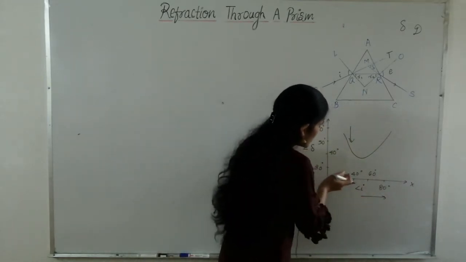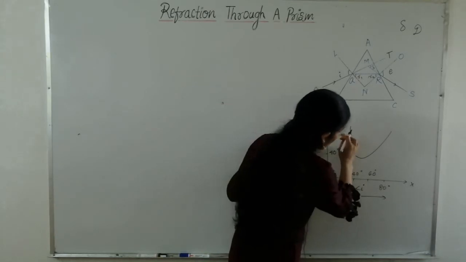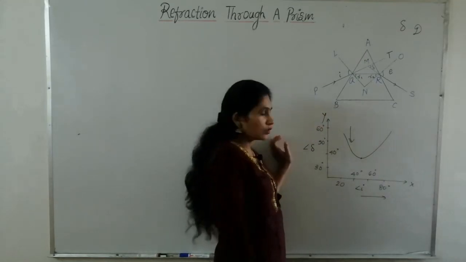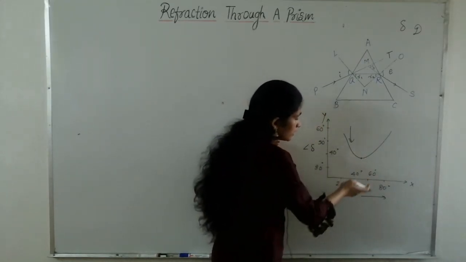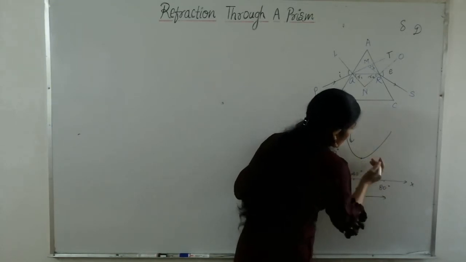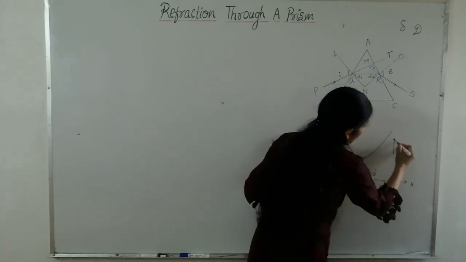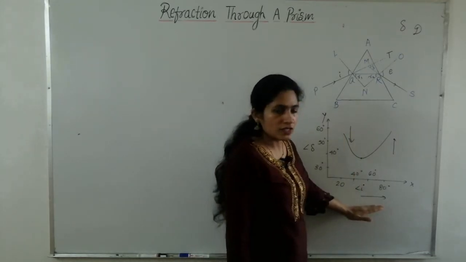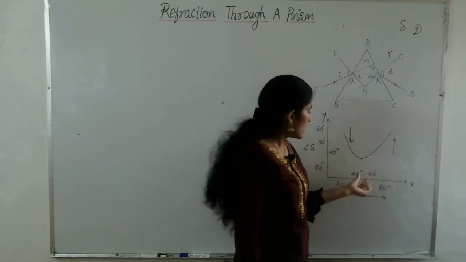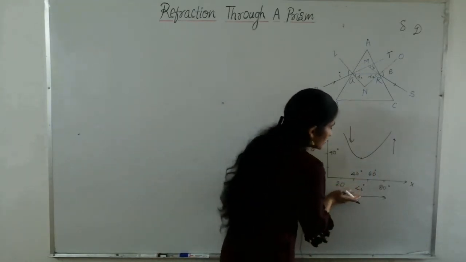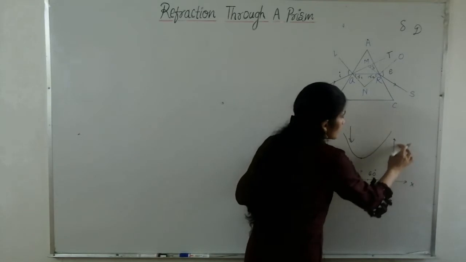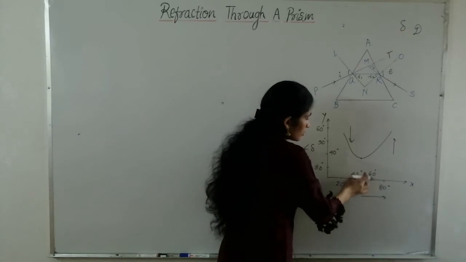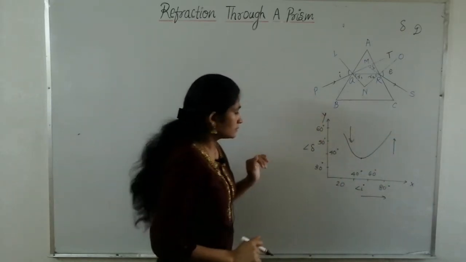Initially, if the angle of incidence increases, the angle of deviation decreases up to a particular value, and if we further increase the angle of incidence beyond this value, then the angle of deviation increases. Initially it decreases, but after this value it increases.